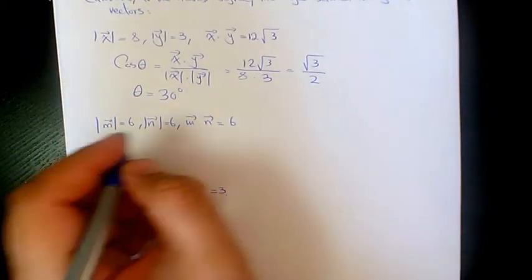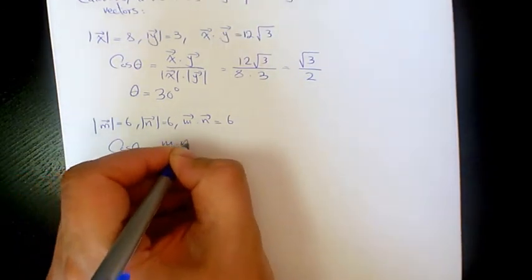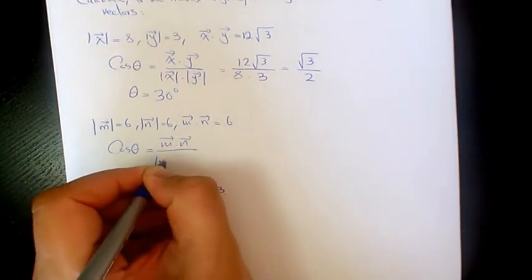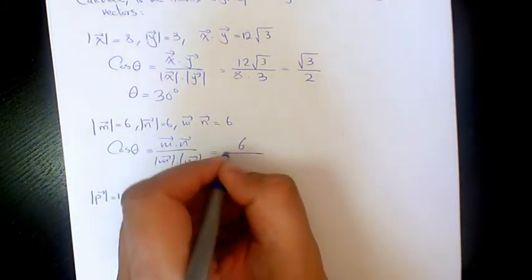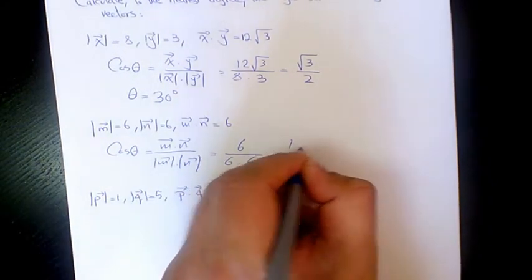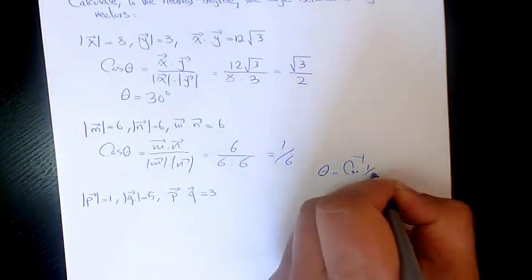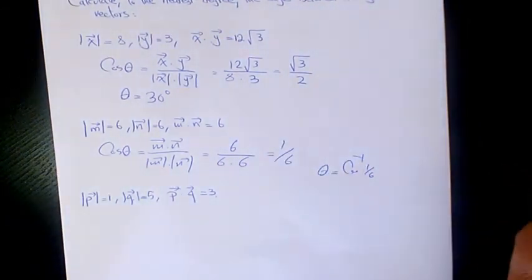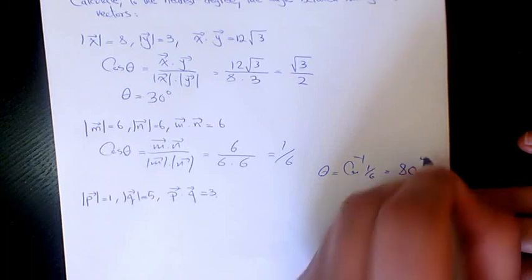Now we need to find the angle for this one as well. Cosine theta equals m dot n divided by the magnitude of m times the magnitude of n. So it's going to be 6 divided by 6 times 6, which is 1 over 6. So theta is going to be cosine inverse of 1 over 6. That's going to be 80 degrees.